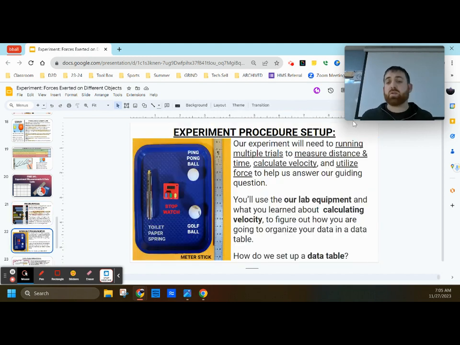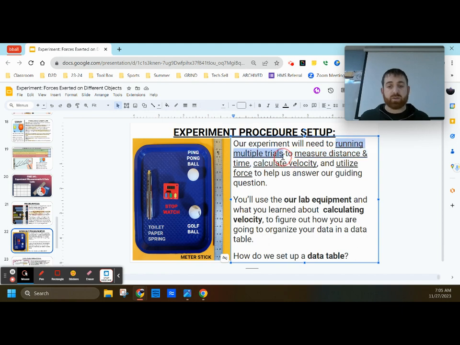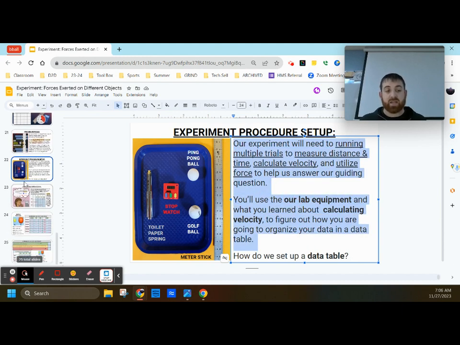So for our experiment, you know that you need to run multiple trials where you're going to be measuring distance and time. You know that you're going to be calculating velocity. You're going to be utilizing force to help you answer that big guiding question. You also know that you're going to be using our lab equipment that you see and what you learned about calculating velocity so that you can figure out how you're going to organize your data into your data table. So how are we going to take all of this and put it into a data table?